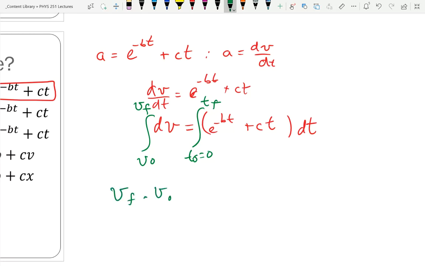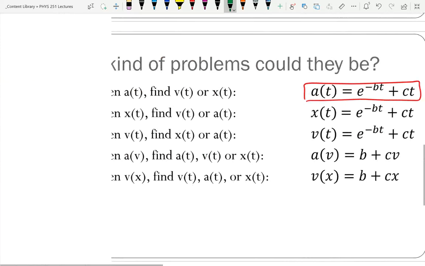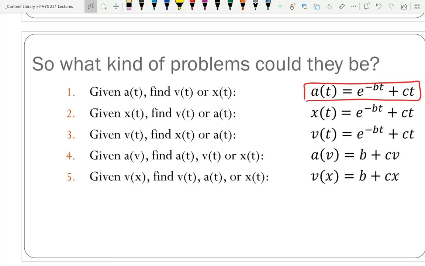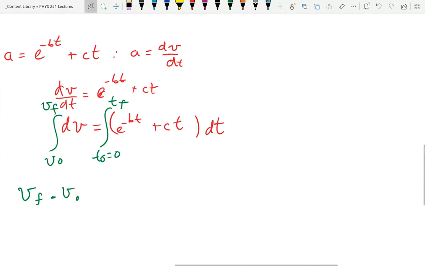How do you get rid of this initial? Question? Something like I have here. So given a(t), find v(t). And of course, it says find v(t) or find x(t). I wouldn't say or.